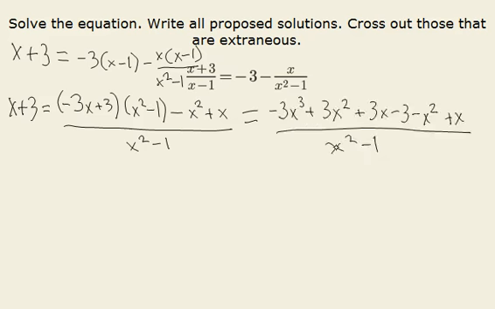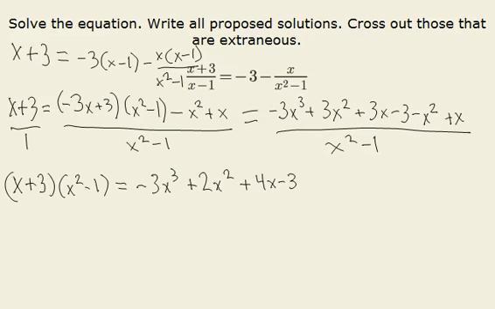Now that we have expanded this, we can cross multiply. So we will be doing this numerator times just 1, because we have (x + 3)/1, and we'll do (x² - 1) times (x + 3). We'll simplify the numerator on this right side and rewrite. Now that we have cross multiplied, we have (x + 3)(x² - 1) is equal to -3x³ + 2x² + 4x - 3.